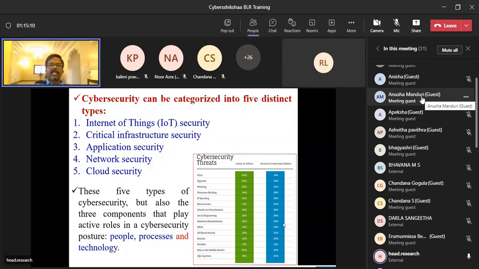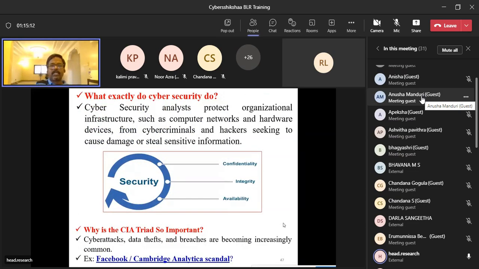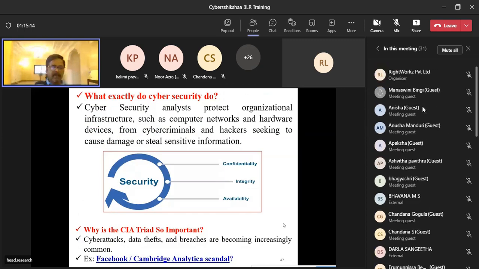So what exactly does cyber security do? Cyber security analysts are protecting data and information from the organizational infrastructure such as computer networks, servers, hardware devices, and data centers from cyber criminals and hackers seeking to cause damage or steal sensitive information. With the help of the CIA triad, we are developing a model designed to protect our data. That is called confidentiality, integrity, and availability.